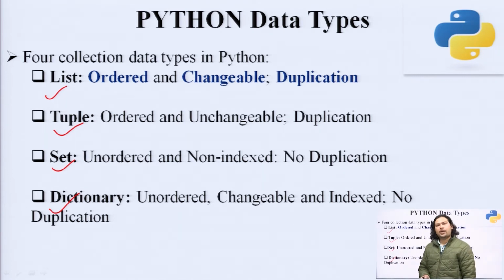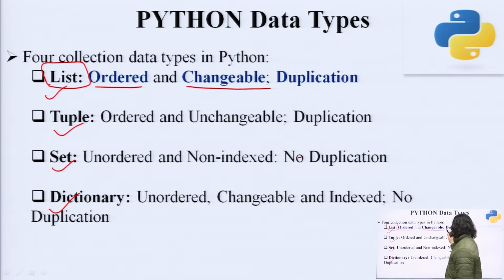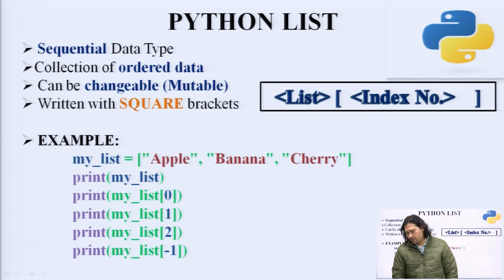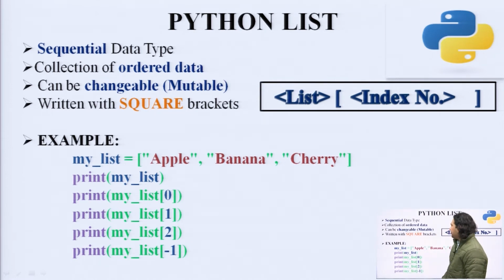Now, these are some characteristics written for these specific data types, but we are just interested in this one right now, that is the list data type, and here some characteristics are: it is ordered, it is changeable, and duplication of the members or the elements is allowed. So, these 3 properties are unique to the list data type, and we are going to justify these properties in an upcoming lecture. So, we are starting with the list data type.